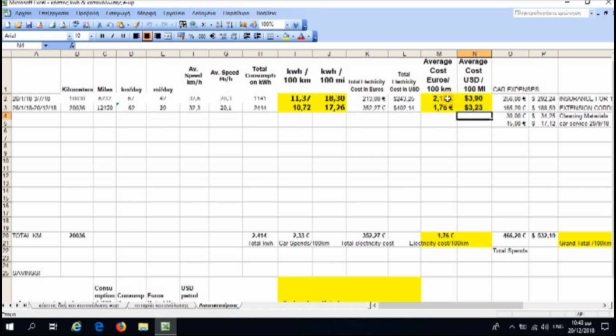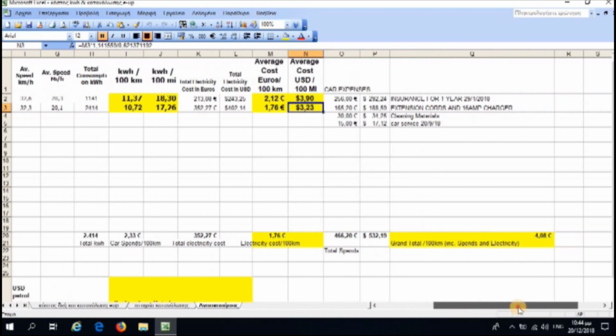We were doing 2 euros per 100 kilometers, and after 5 months of ownership, we got the low tariff electricity, so we managed to reduce the cost of movement much more. We were moving for 1.76 euros per 100 kilometers, and this is the US dollars per 100 miles. This is very, very low.